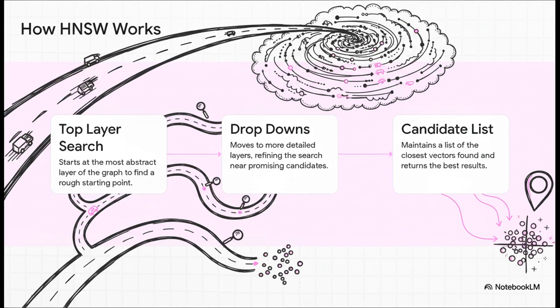It starts its search on the top-level freeway to get to the right general area really quickly. Then, it takes an off-ramp and drops down to the more local roads, zeroing in on the most promising candidates. It's just a brilliant and efficient way to navigate that giant map of meaning we talked about.